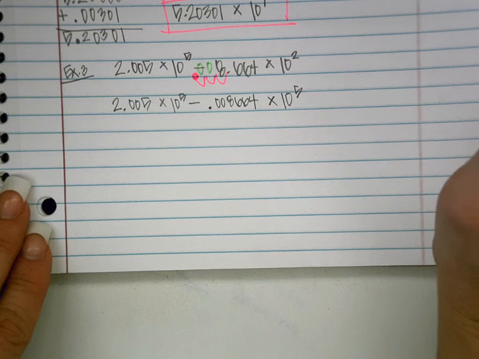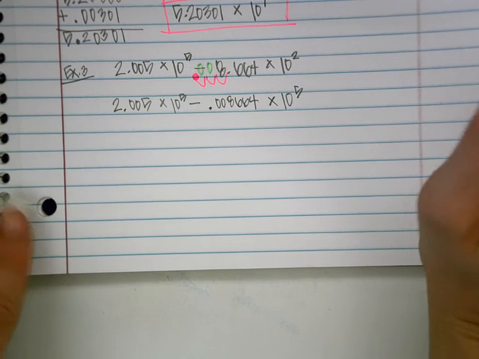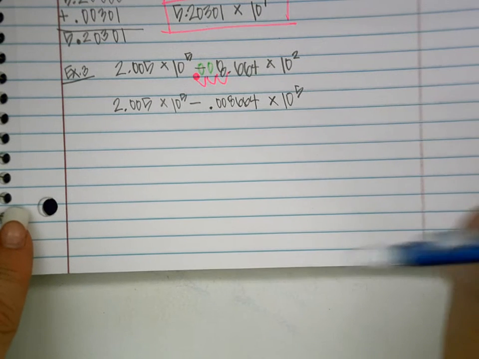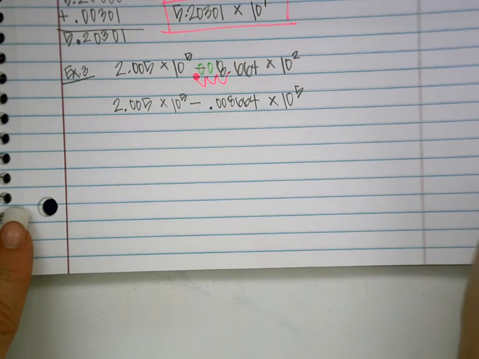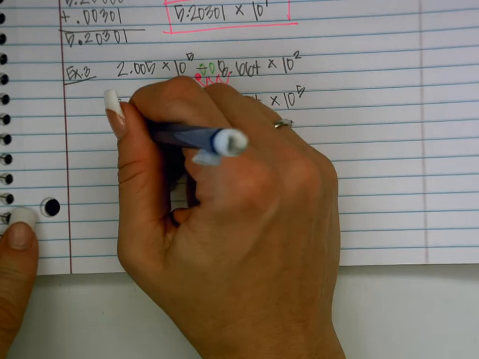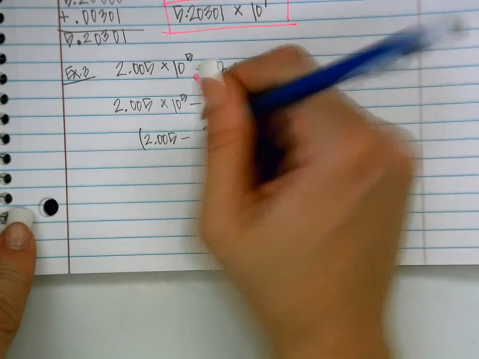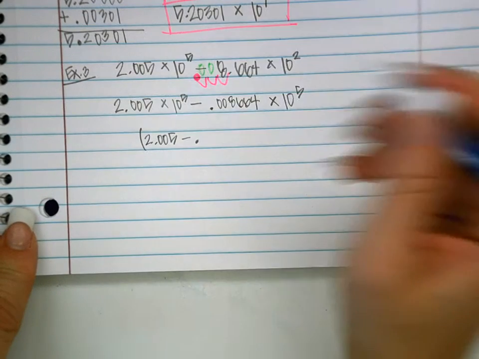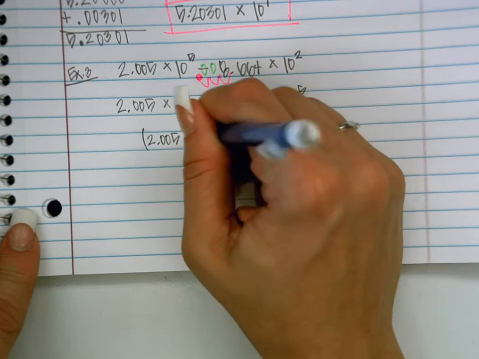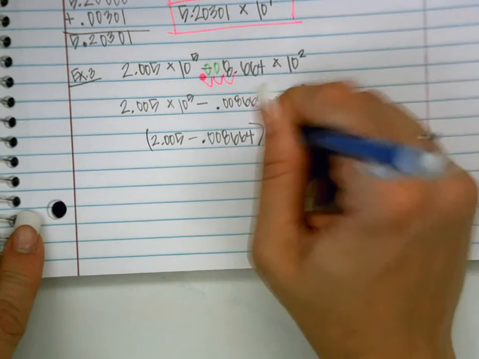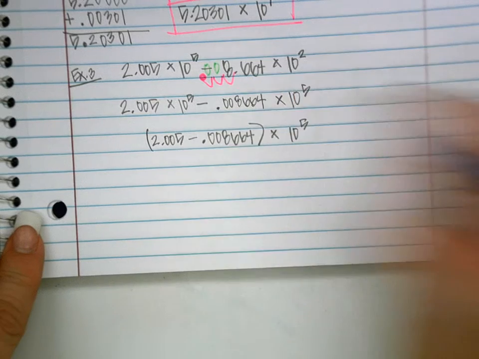This is just simple addition, subtraction with decimal places. So don't freak out about this. It's nothing more than just regular addition or subtraction with decimal places. And then we're just adding in a times 10 to something. But I don't want you thinking that this is totally brand new and you've never done this before and make it super difficult. So 2.005 minus 0.008664 in your parentheses times 10 to the 5th.